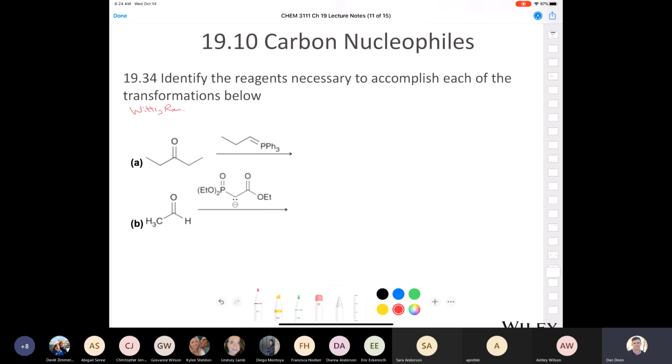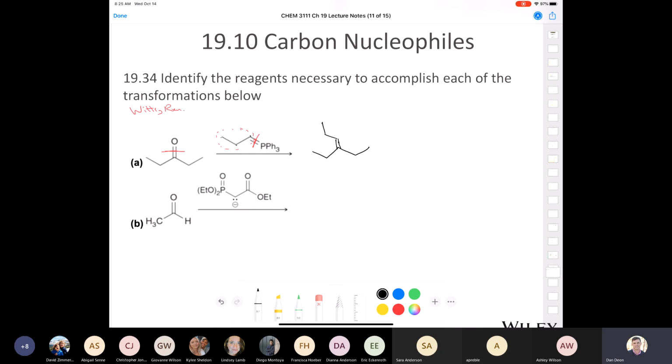1979. The easiest way to draw the products of these is to say, well, I'm going to form my carbon-carbon double bond here, and I'm going to take this part of this molecule and add it right here. Okay, so when we draw the product, it's going to look like this. And we have our double bond, and then what do we have? We have CH, CH2, CH3, and that's the product.